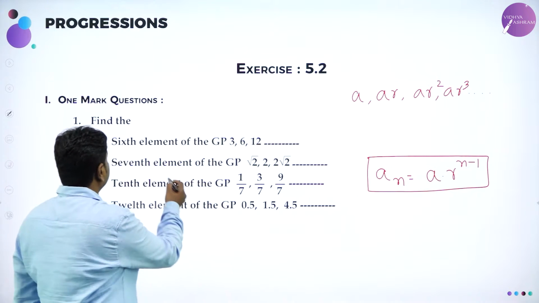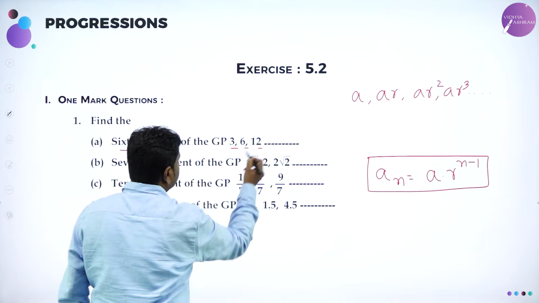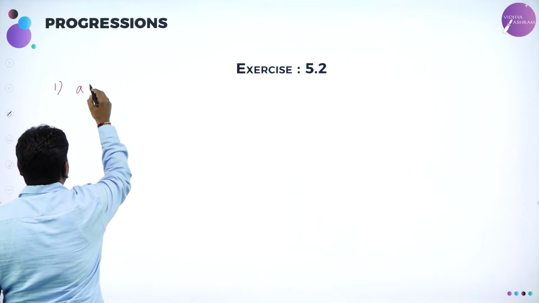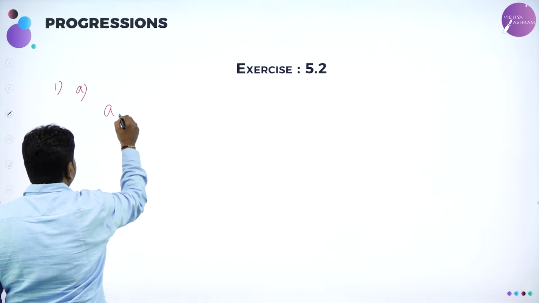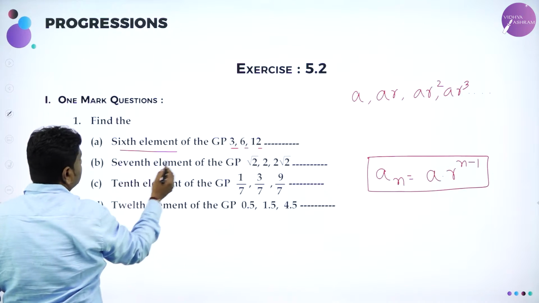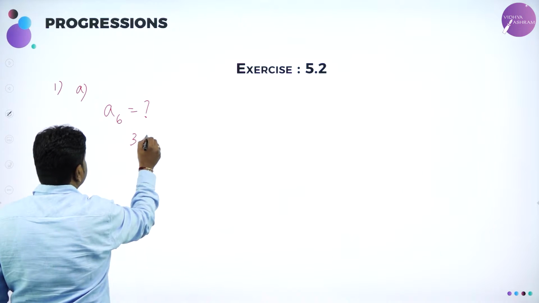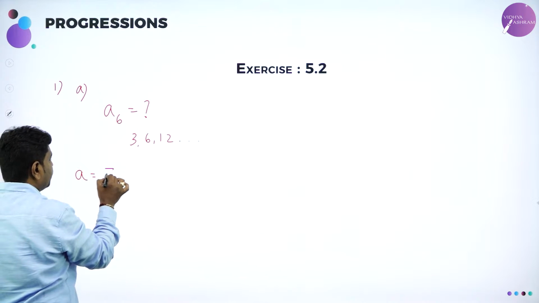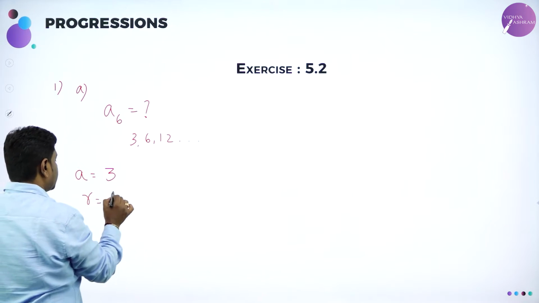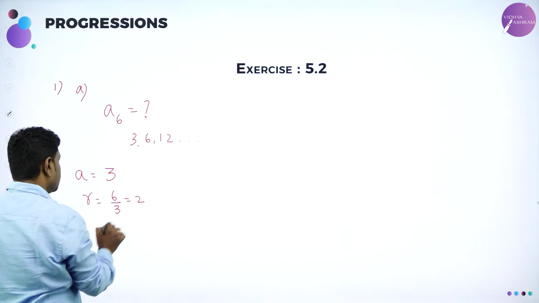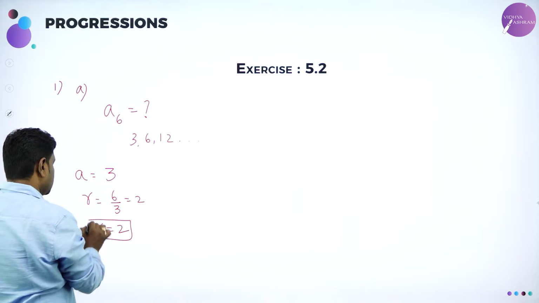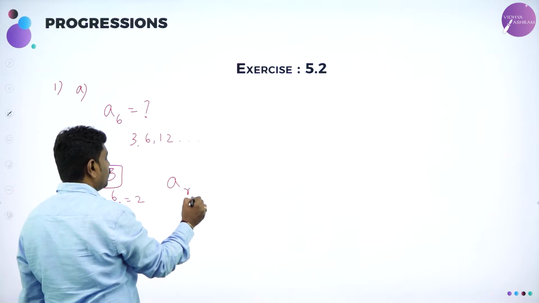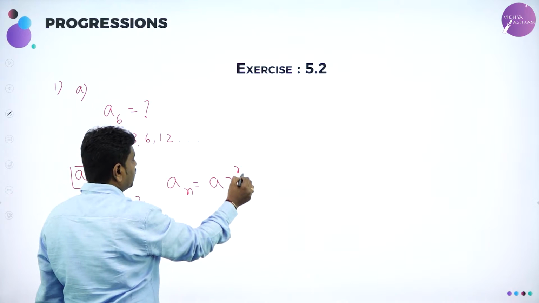Now they wanted to find the sixth element of the GP 3, 6, 12. So now question number 1A. They want the sixth term, A6, of the GP 3, 6, 12, and so on. First find A. What is A? The first term, 3. Then find R. What is R? Second term by first term, 6 by 3, that is 2. So the common ratio is 2. The first term is 3, and they want the sixth term. Use the An formula. What is An? A into R power n minus 1.